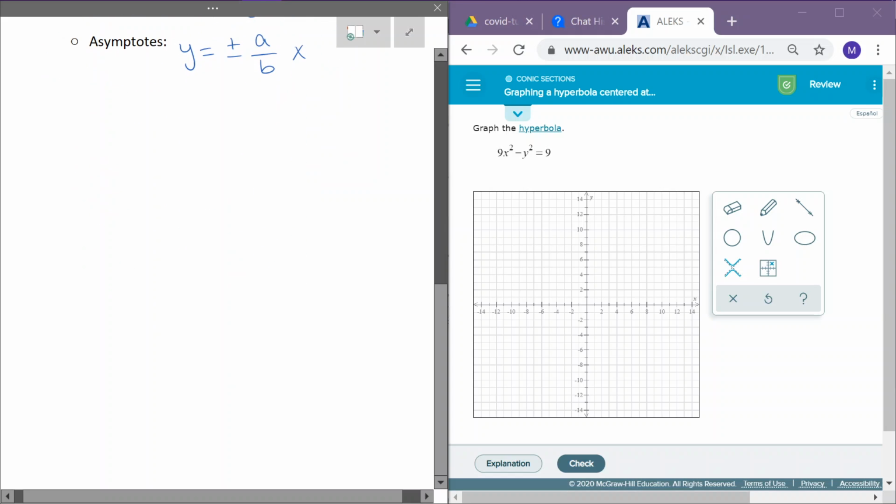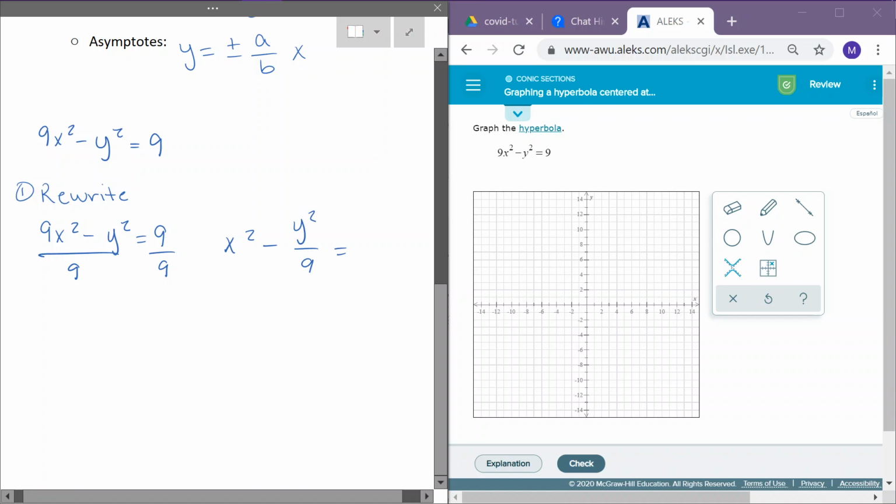So let's look at an example. In the example we have here, we have 9x squared minus y squared equals 9. So the first thing we want to do is rewrite this. We need to get equals 1 on one side. So we have 9x squared minus y squared equals 9. We're going to divide both sides by 9, and that's going to give us x squared minus y squared over 9 equals 1.